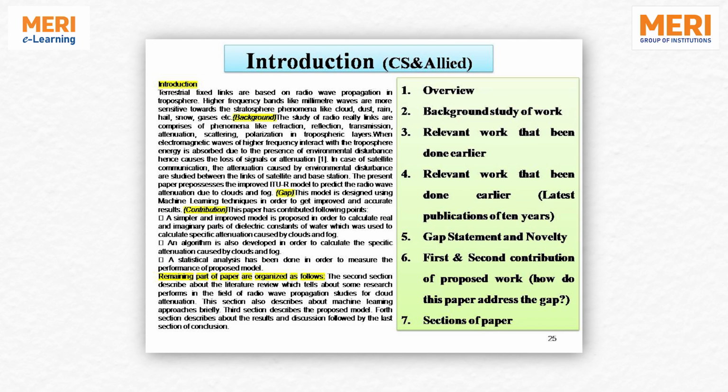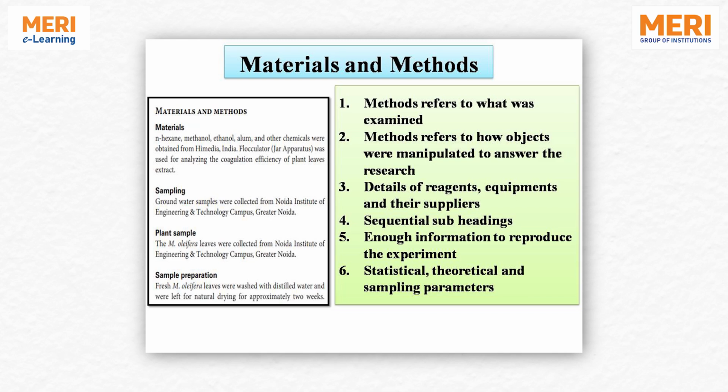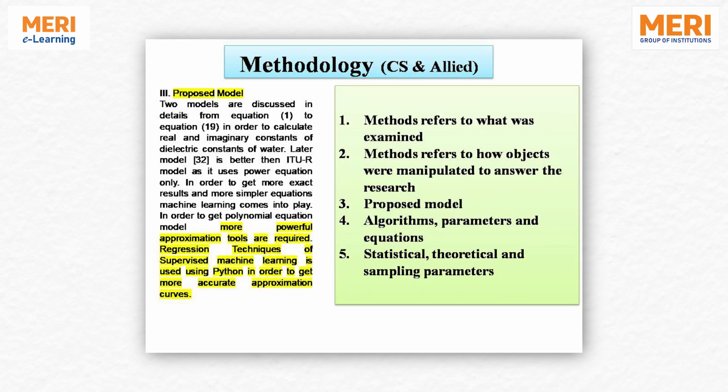Then the second part is the material and methods. Material refers to what was examined, and methods refer to how the objects were managed to answer the research question. We take sequential subheadings in that, and we use some statistical, theoretical, and sampling parameters. We can use different methodologies in effective research writing.